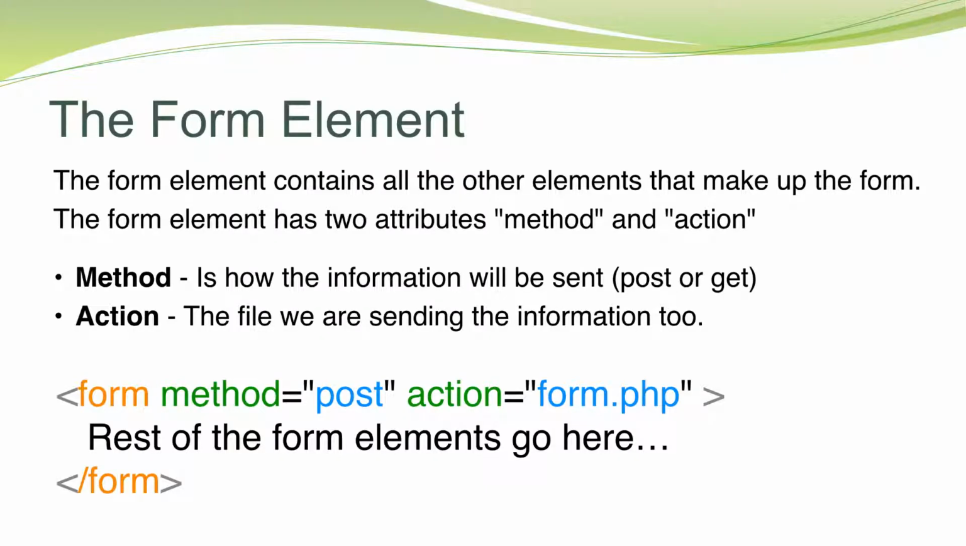The form element has two attributes, method and action. The method attribute is the method used to send information to the server. The options are post and get. Post is better because it does not attach the information to the web address. Thus, it has no limit on size. The action is the file we will be sending our information to.